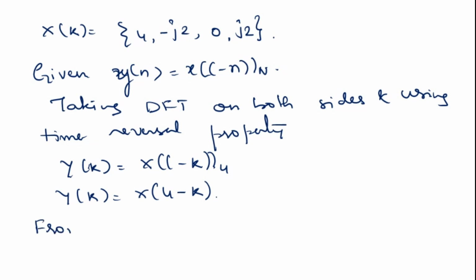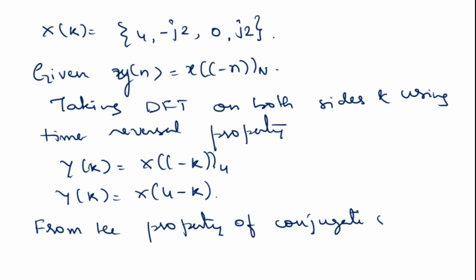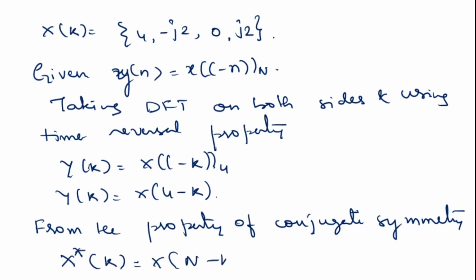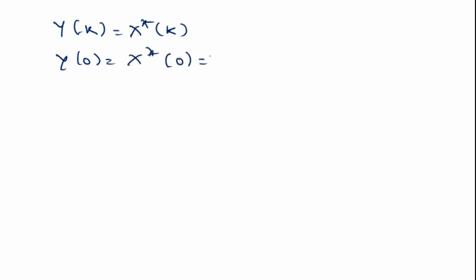Now from the property of conjugate symmetry, we know that X star of k is equal to X of N minus k. Then y of k is equal to X star of k, y of 0 is equal to X star of 0, which is equal to 4.